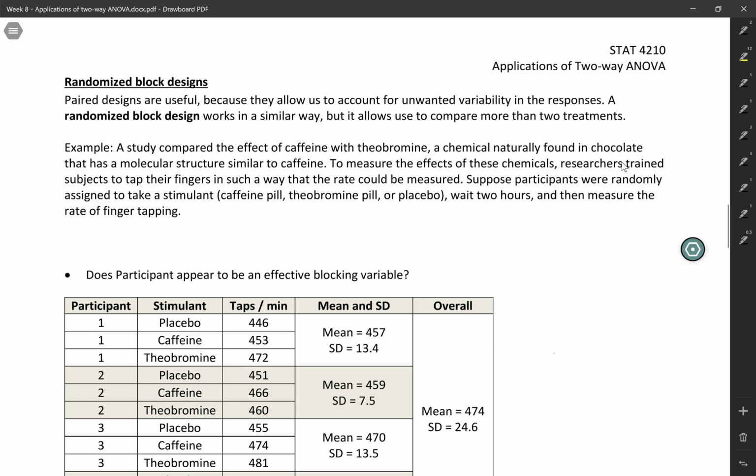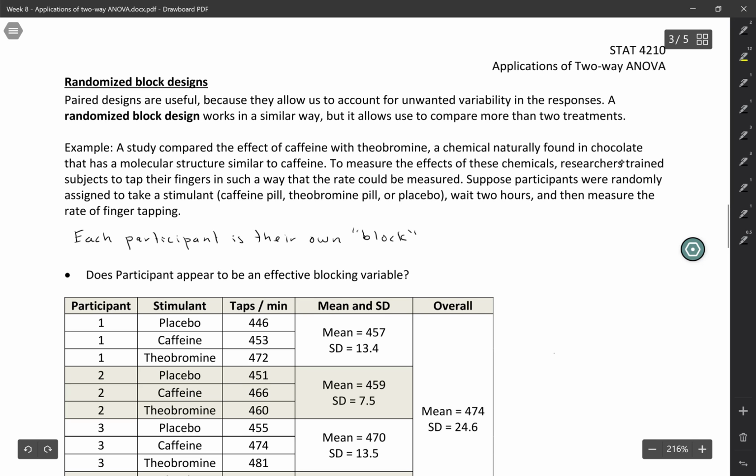So instead of an independent groups design, we're going to use a randomized block design, and each participant here is their own block. So instead of thinking of this as 12 independent observations, each participant is their own block. And instead of trying caffeine, theobromine, or a placebo, we're actually going to have all of our participants do all three. So each participant tries all three treatments.